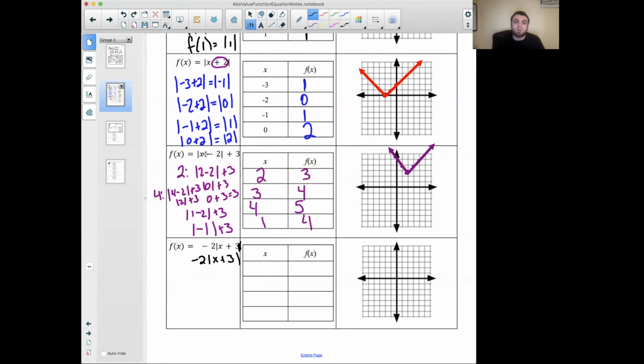All right, so hopefully you're following along with me. What we're going to do is use -3 as the first X value, because when I plug in -3, what I get inside the bars is 0, and we want the bars to be equal to 0. So I get -2 times 0, or 0.